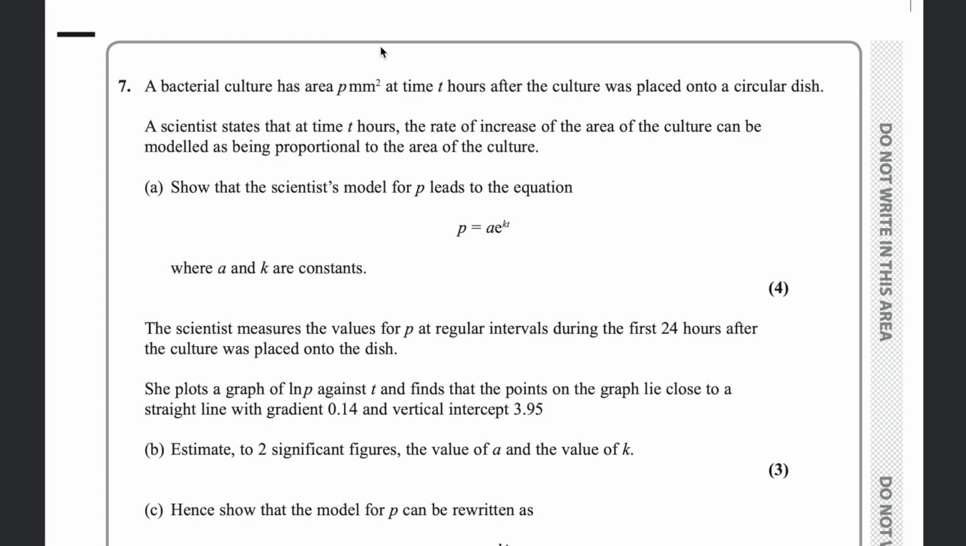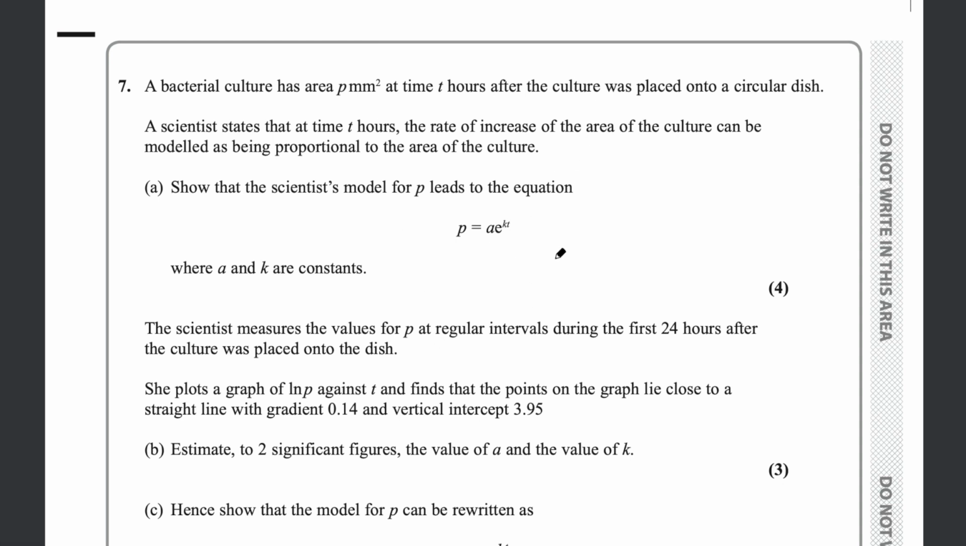Question 7 says a bacterial culture has area p millimeters squared at time t hours after the culture was placed onto a circular disc. A scientist states at time t hours, the rate of increase of the area of the culture can be modeled as being proportional to the area of the culture. And part A says show that the scientist's model for p leads to the equation p equals a e to the power of kt, where a and k are constants.